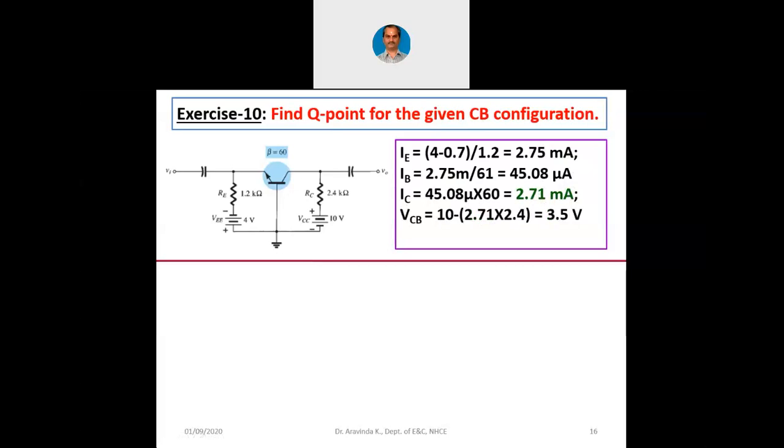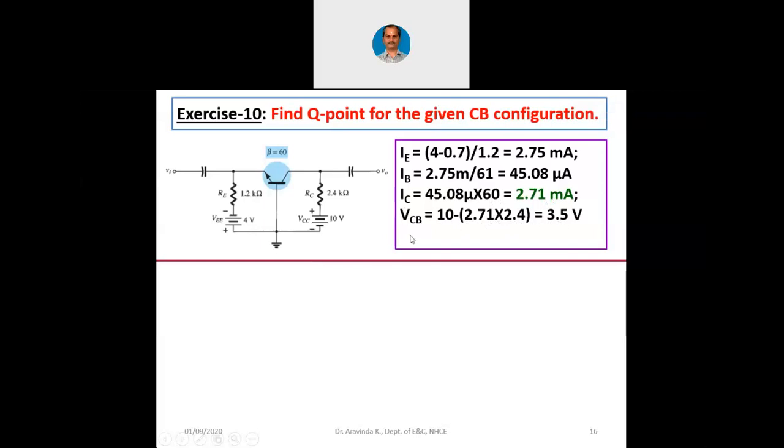Now we can find out VCB. Applying KVL at the output side, VCB is 10 minus IC RC. Okay, 10 minus IC, 2.71 milli, RC is 2.4 kilo, that milli and kilo get cancelled, and we have VCB equal to 3.5 volts.